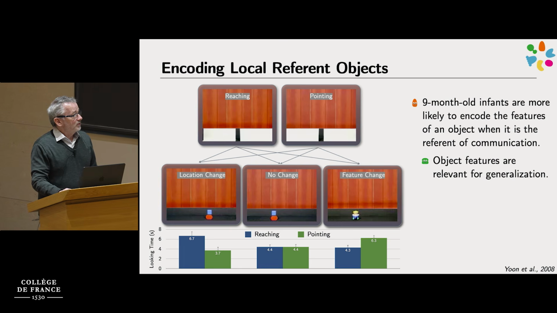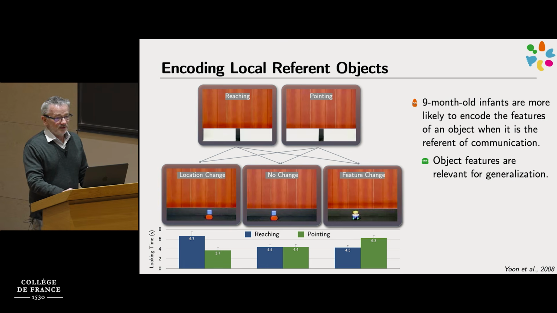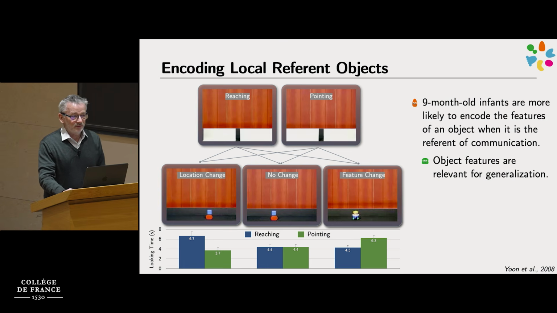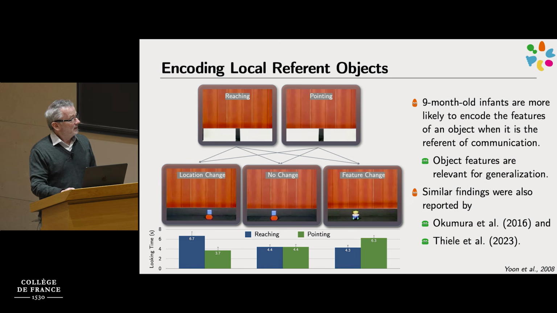One potential explanation is that object features are relevant for generalization. Whatever someone communicates about that object could be generalized to objects of the same kind, and object features are probably relevant to figure out what objects are the same kind. And similar findings were also reported by other groups recently.